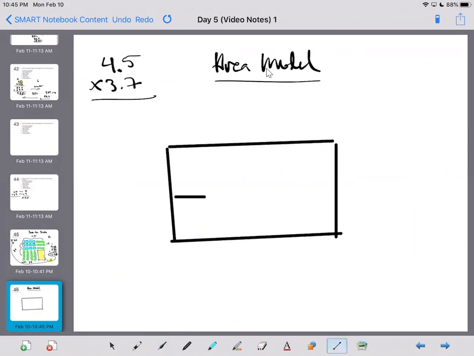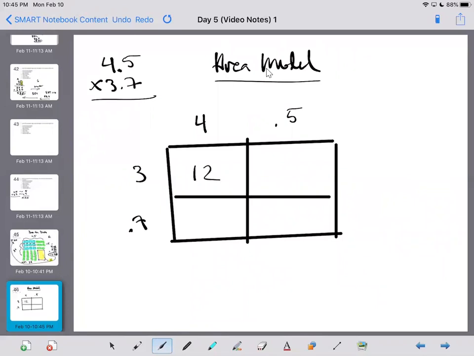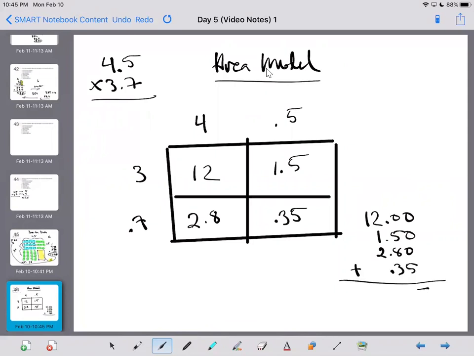So build your rectangle. We know this will be 4, this will be 5/10, this will be 3, this will be 7/10. So 4 times 3 is 12. 3 groups of 5/10 was 1 5/10. 4 groups of 7/10 was 2 8/10. 5/10 by 7/10 was 35 hundredths. Again, add all of your areas up. And we'll get 16 65 hundredths.